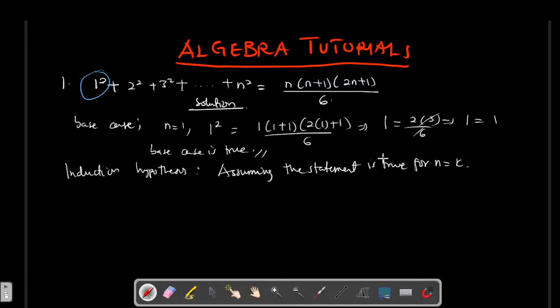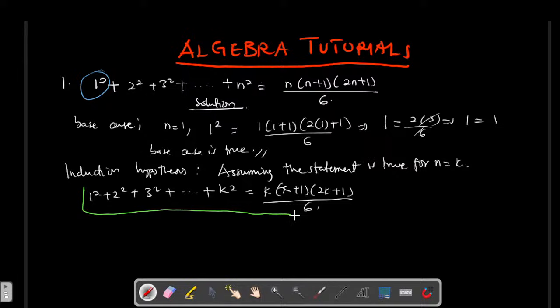So in our induction hypothesis, we say that 1 squared plus 2 squared plus 3 squared plus, now here is k squared, the kth term. So remember, wherever you see n, you put k. This is equal to k multiplying k plus 1 multiplying 2k plus 1 all over 6. So once you have this, we say that this statement is true. This statement that we have here is true from our induction hypothesis. Wherever you see this, it holds because we have assumed that it's true. So that's what the induction hypothesis does.